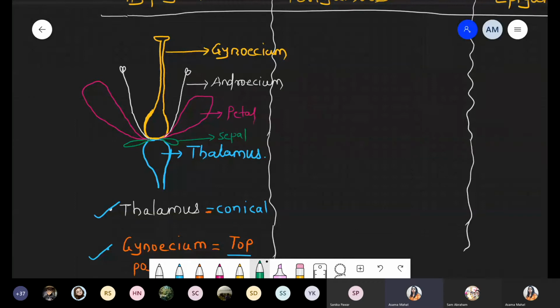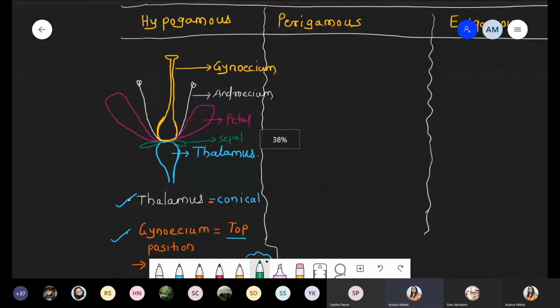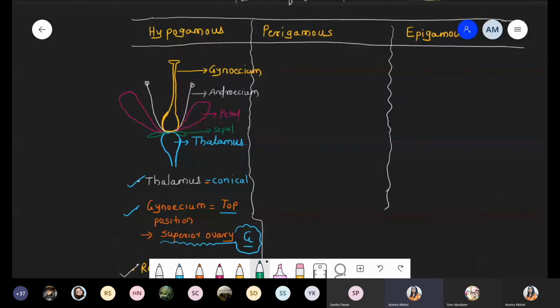For the next ones, we are just talking about the position of gynoecium and the thalamus, because it totally depends upon that. So just see this structure. I'm repeating this point. Hypogamous condition. Hypo means what? Below. Gamous means gynoecium. Hypogamous: where is the thalamus present? Below the ovary, below the gynoecium, there is the presence of thalamus. So such a condition is called the hypogamous condition.